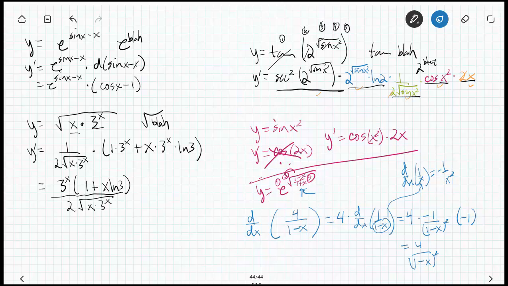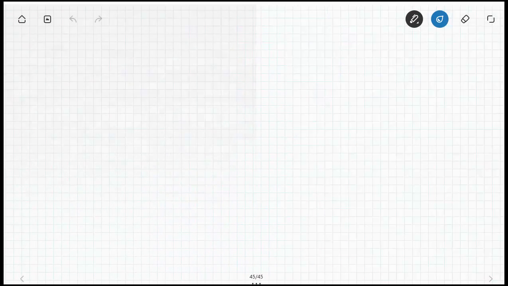Chain rule is exceedingly helpful. It's going to make your lives way easier down the road. It's going to feel like it's making your lives really, really hard right now, but it's not.